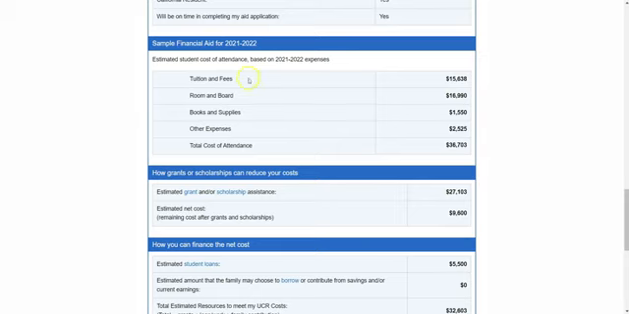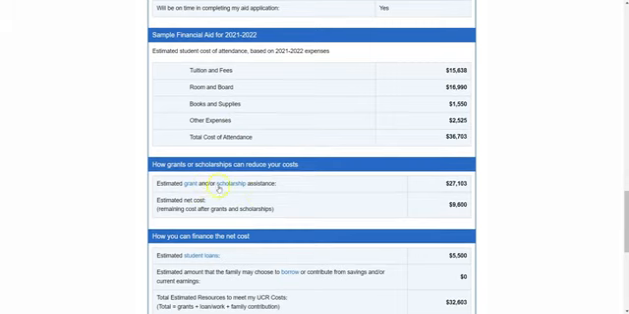Here you can see the cost for tuition and fees, room and board, books and supplies, and other expenses including gas or any other personal expenses. The total cost of attendance would be $36,703. Here you can see the total grant and or scholarship money you may receive. At the bottom is an estimated out-of-pocket cost after grants.